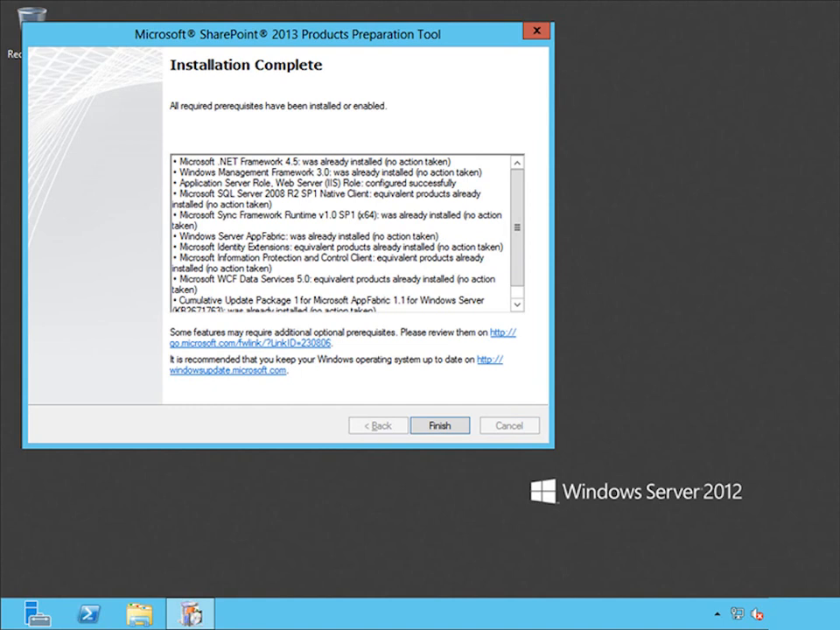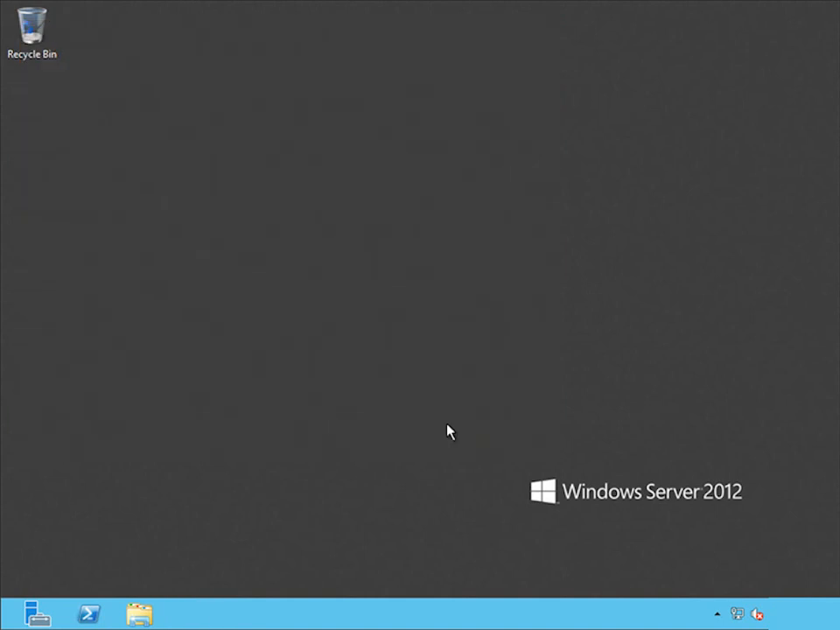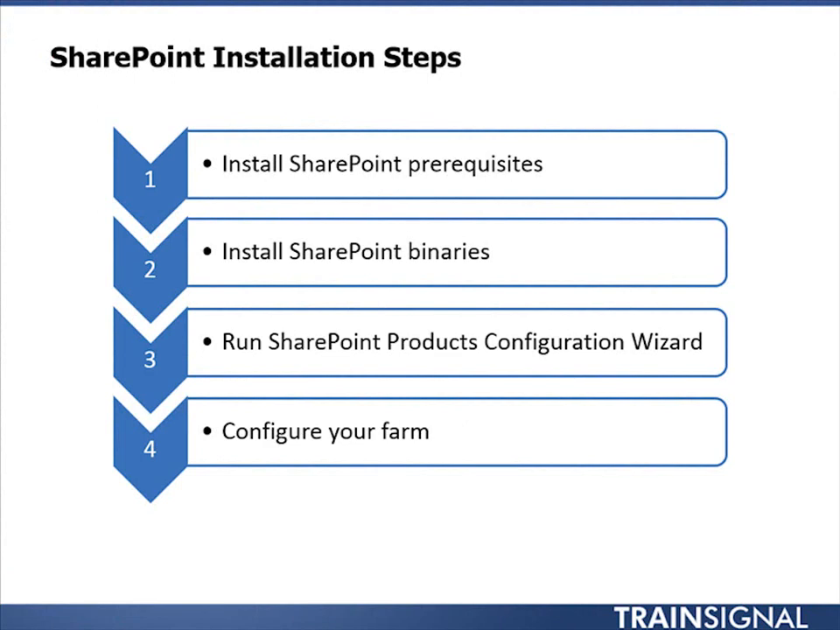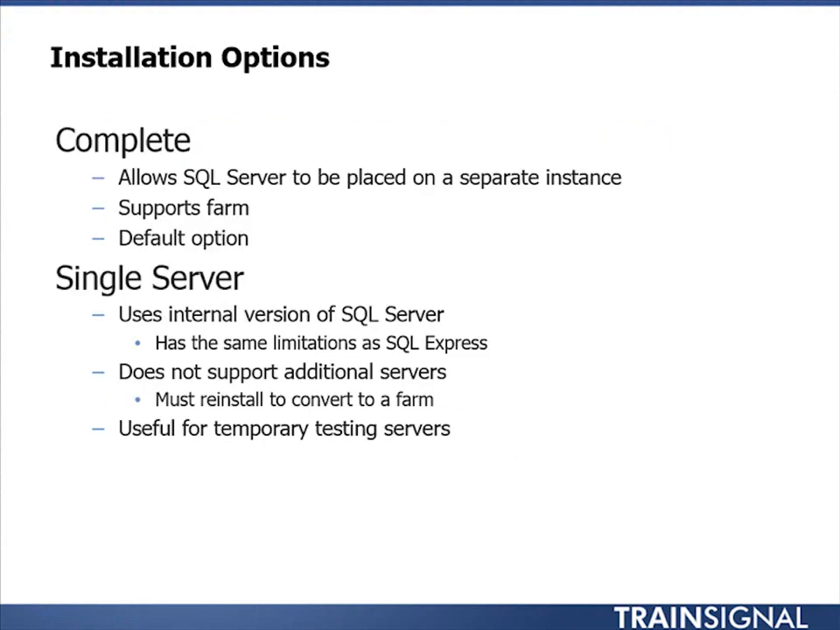Once the installation is complete, all we have to do is just simply hit Finish, and then we can carry on with actually installing SharePoint Server. The next step is to then install the SharePoint binaries. Now, when you go to install the SharePoint binaries, that's of course going to be done by utilizing setup.exe. When you run setup.exe, it's going to ask you what type of installation you want to perform.